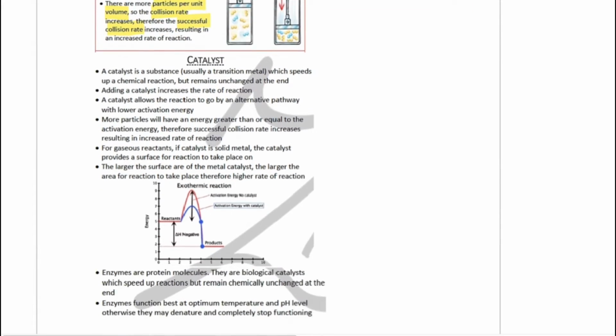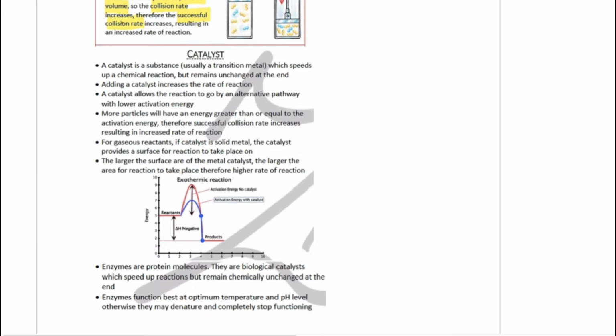Okay, now we look at another situation that affects the rate of reaction. The catalyst. So a catalyst is a substance, usually a transition metal, which speeds up a chemical reaction, but remains unchanged at the end. Remain unchanged means, let's say for example, the catalyst is iron. So after the chemical reaction, the catalyst is still iron. It doesn't become something else like iron oxide. If it's iron, then at the end it's still iron.